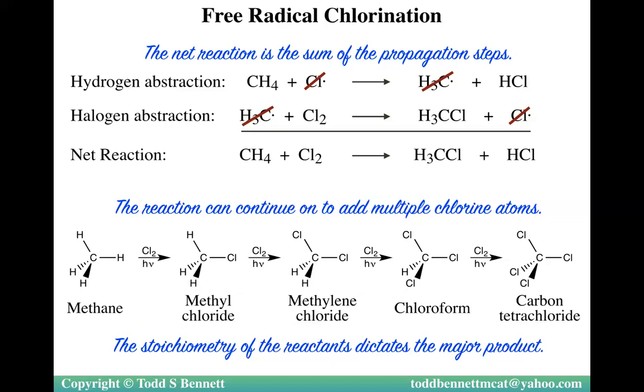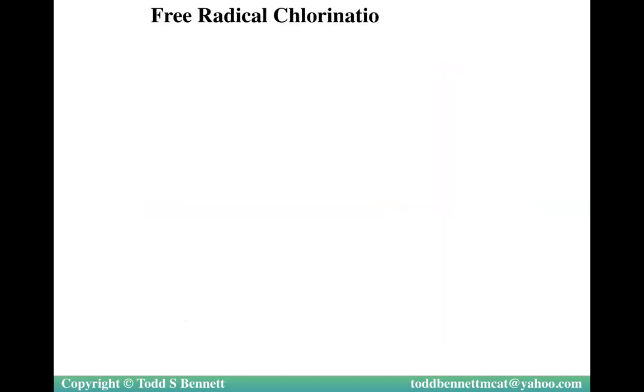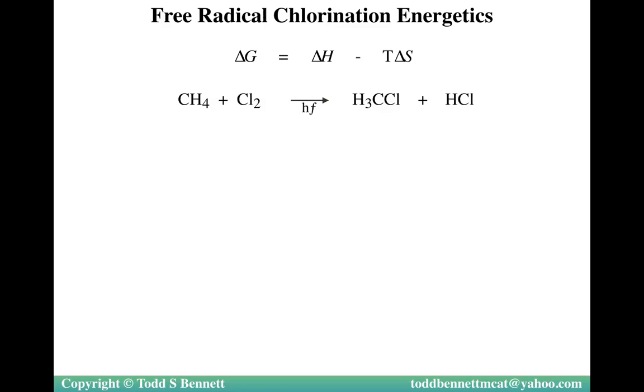Okay, that's an overview. Want to look at it in a little more detail in terms of what's actually happening. So the reason we break the Cl-Cl bond or the halogen bond is it's the weakest in solution. So if you put light in, give it barely enough energy to break the weakest bond, then you can control the reaction to some extent. So let's consider the energetics, the delta G equals delta H minus T delta S. We shine light on this system. We get the HCl and the methyl chloride.